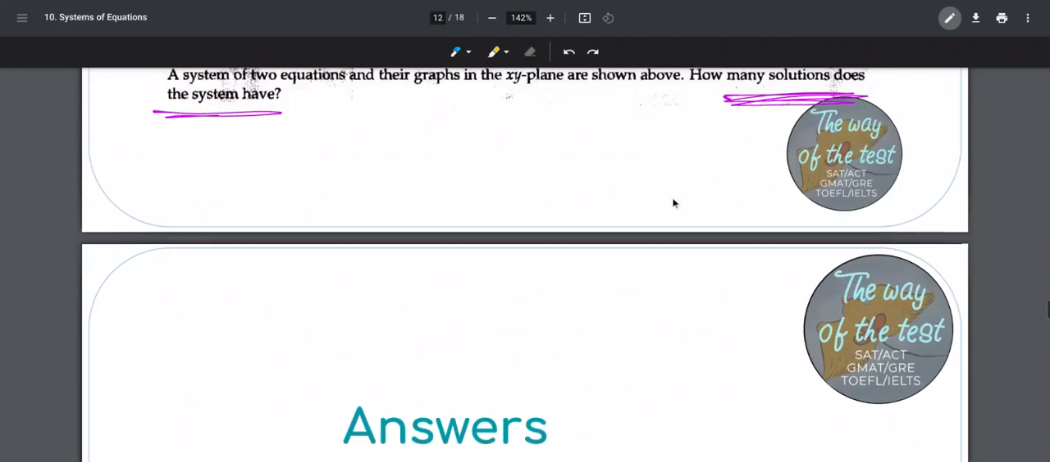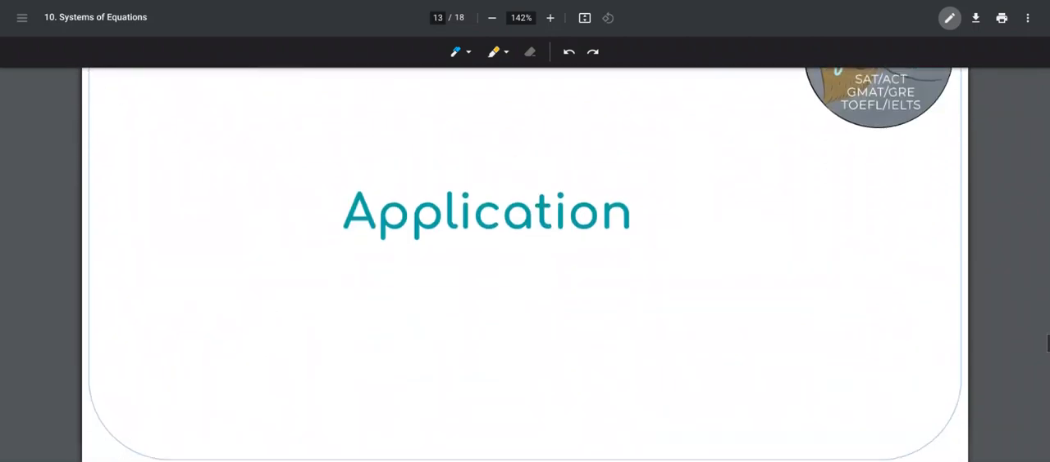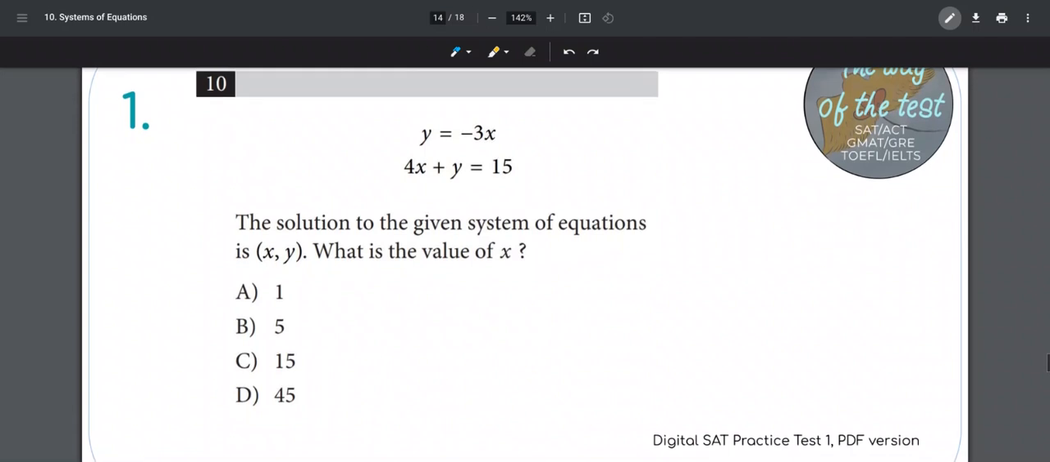Okay, now we are going to do some questions from Digital SAT. Pause the video right now. Solve this question, write down the answer, and we're going to check. Okay, they tell us the solution to the given system of equations is x comma y. What is the value of x?